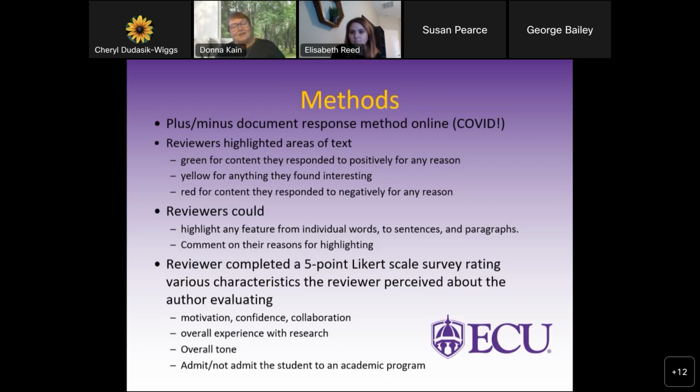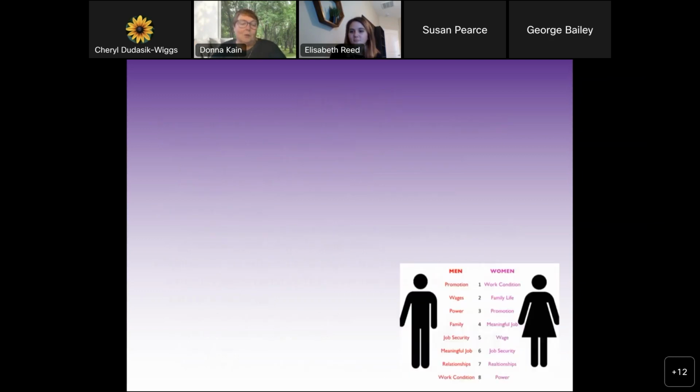And then we asked the faculty, would they admit or not admit a student to an academic program based on these statements? So this was really about their perceptions of the writing, not whether this was accurate or not accurate. There wasn't a right or a wrong. We were getting perceptions.